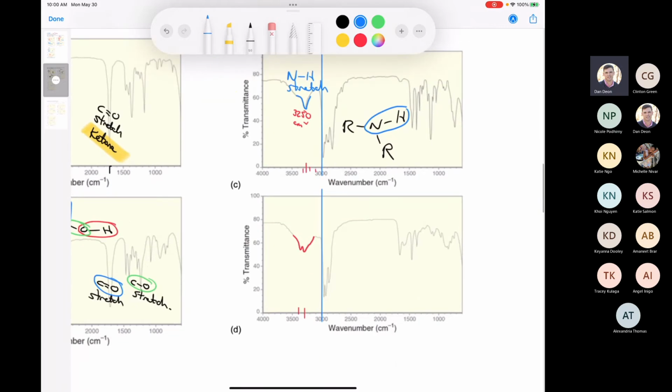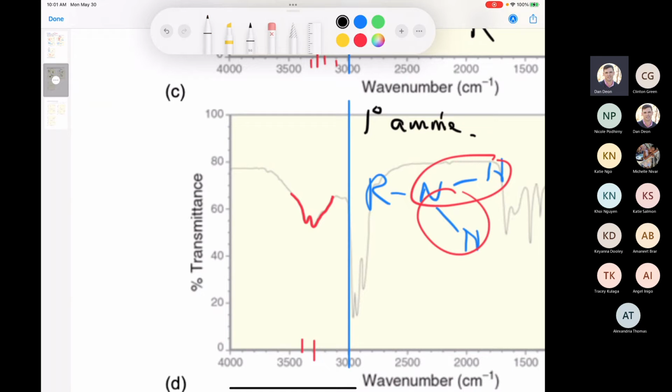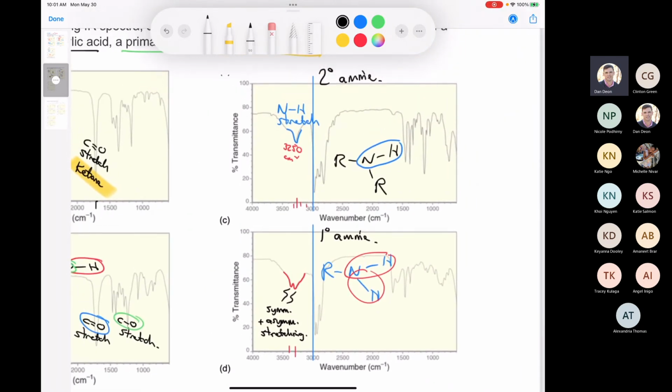Whereas in a primary amine, let me move that down, this one here is a primary amine, right? Because you've got two nitrogen-hydrogen bonds. You've got two of them, and then you've got two signals for symmetric plus asymmetric stretching. Now, if you're asking me which one is the symmetric and which one is the asymmetric, I'm not sure, so don't worry about that. But this is what a primary and a secondary amine looks like. Not nearly as easy to recognize as an alcohol.